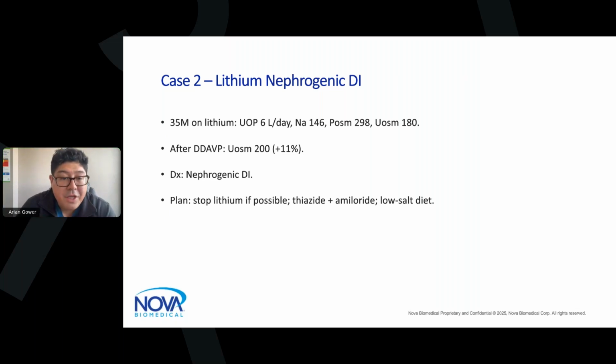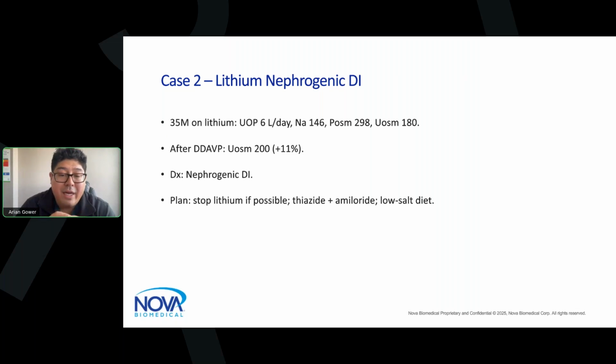Our next case is a lithium-induced nephrogenic DI. So here we have a 35-year-old male on lithium, 6 liters of urine output. Sodium is 146 milliequivalents per liter with a plasma osmolarity of 298 and urine osms of 180. After DDAVP, there is only a marginal increase in the patient's urine osmolarity, which would be consistent with a nephrogenic DI. Now, clinically, he could stop the lithium.